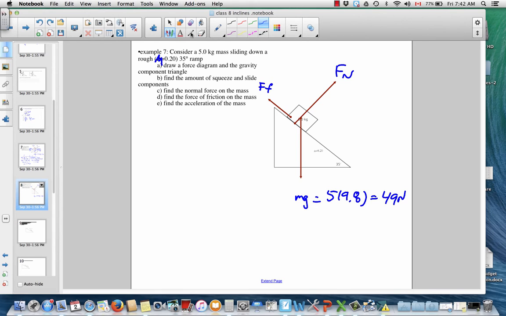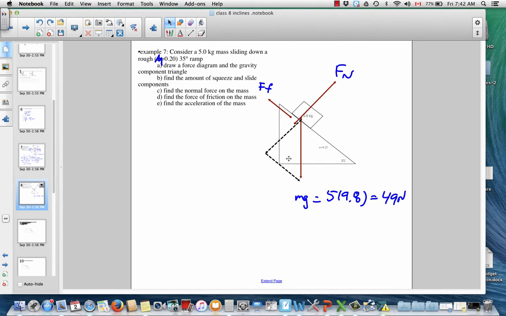Now we're going to resolve gravity into its components like we always do. Gravity is partly squeezing us onto the ramp and partly pulling us down the ramp. And these two should be perpendicular to each other. Okay, so there we go. Parallel, perpendicular. Squeeze and slide.